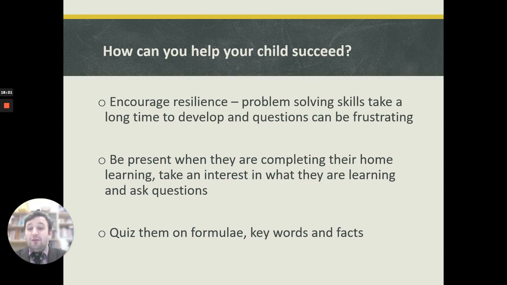And finally, quiz them on formulae. Looking at the formula sheets, key words, key facts, would be a fantastic use of some time.